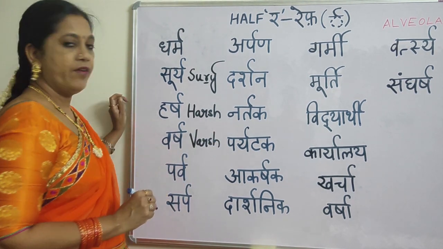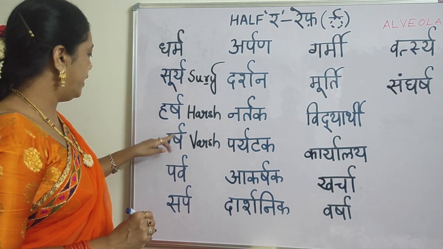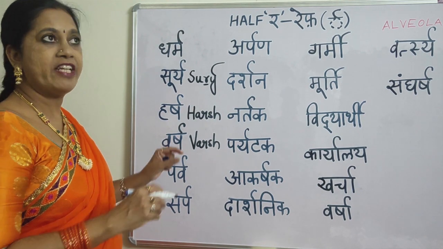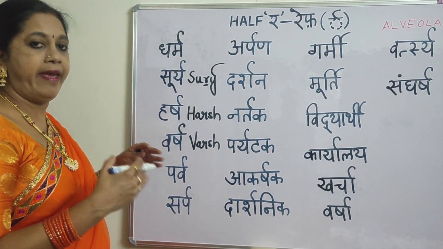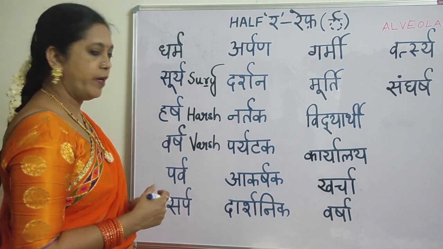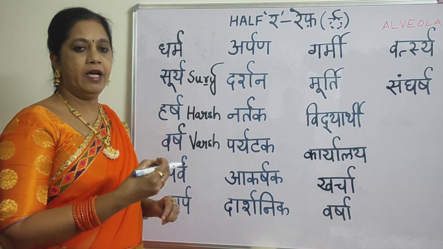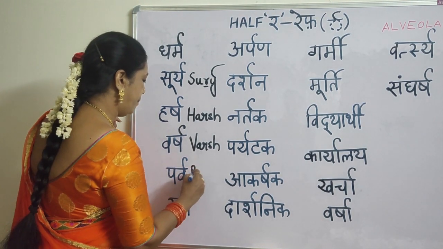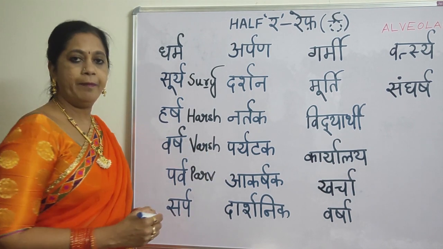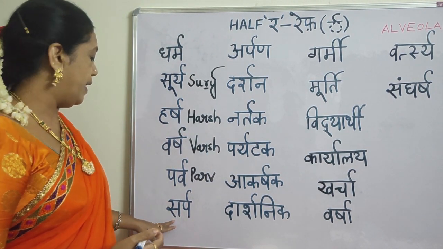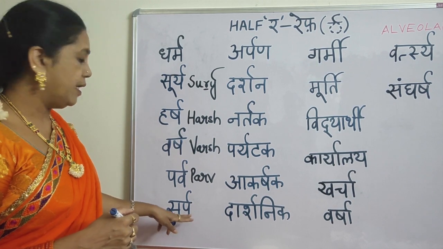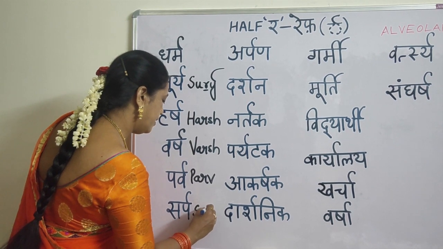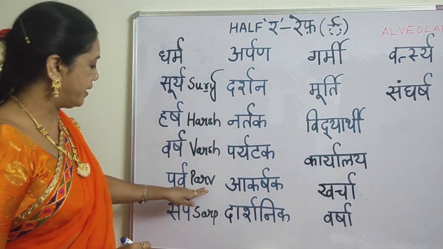The next one is V-A-R-S-H. Varsh. Va, ir, sha, and on top of sha, ref. So it is varsh. Varsh means year. Y-E-A-R. The next one is pa, ir, va. It is parva. Parva means festival. The next one is sa, ir, pa. It is sarpa. Sarpa means snake. See everywhere that R is there.